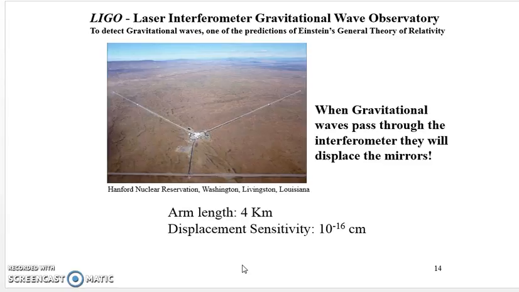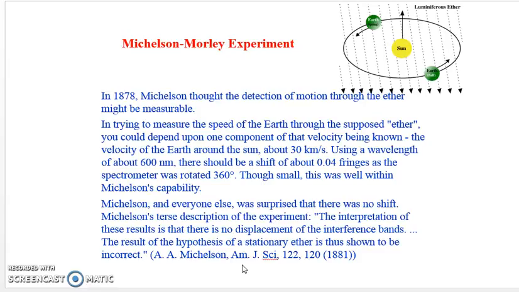The Michelson interferometer is also used in laser interferometer gravitational-wave observatories to detect gravitational waves, which are one of the important predictions of Einstein's general theory of relativity. Therefore, the Michelson interferometer is a very important tool to observe gravitational waves. And Michelson and Morley proved that the ether medium does not exist by conducting an experiment on the Michelson interferometer. They found that there is no fringe shift. Therefore, the result of the Michelson-Morley experiment is that the hypothesis of stationary ether is incorrect.